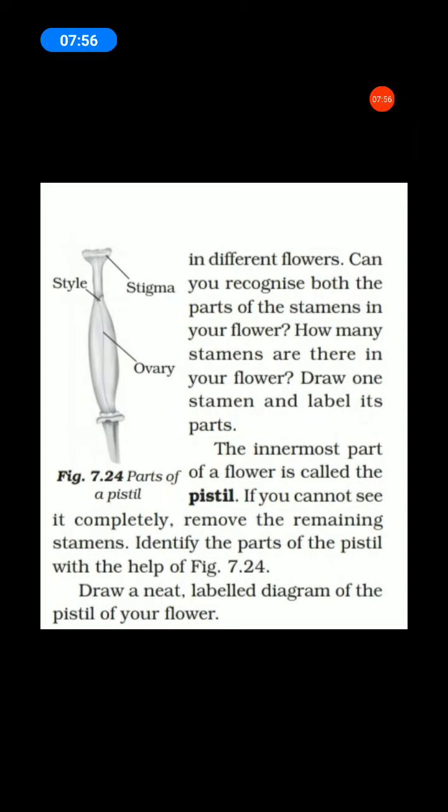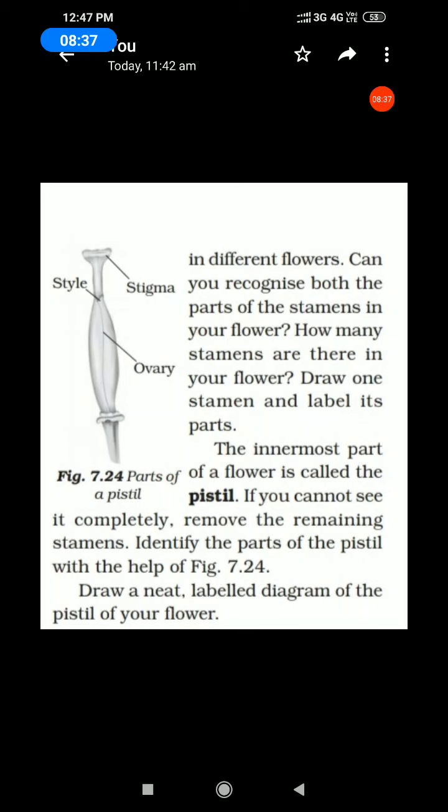Identify the parts of the pistil with the help of diagram 7.24. Parts of the pistil is an important diagram. See the book, page number 61. Listen, all of you see the picture 7.24. The upper bud-like structure is the stigma. The tube-like structure is the style. Then next, the oval shape is the ovary.